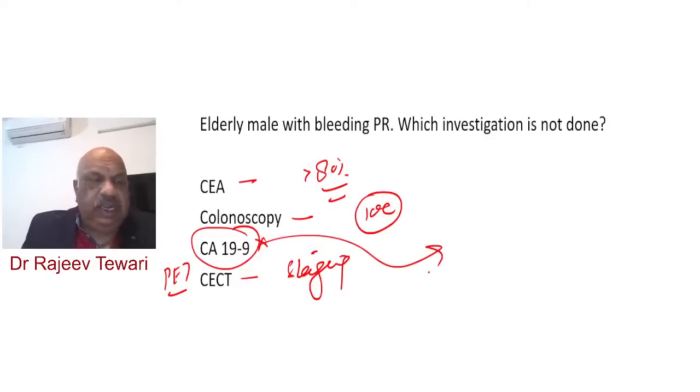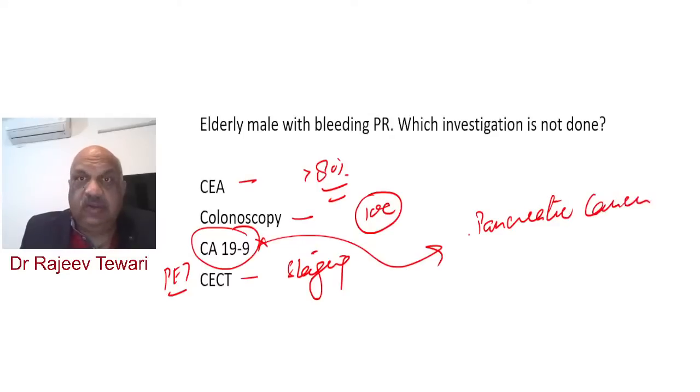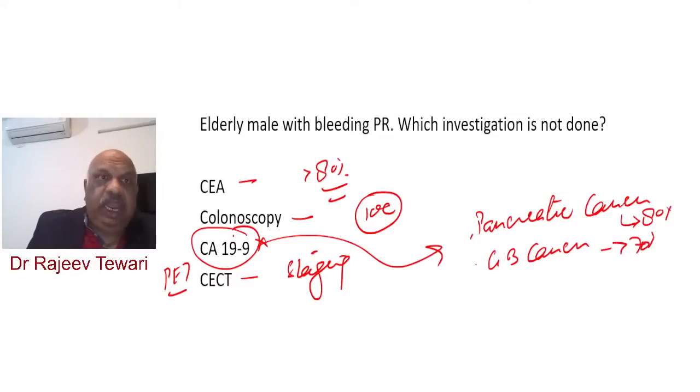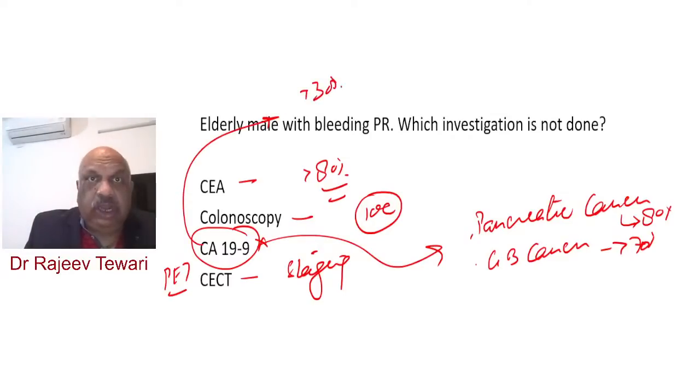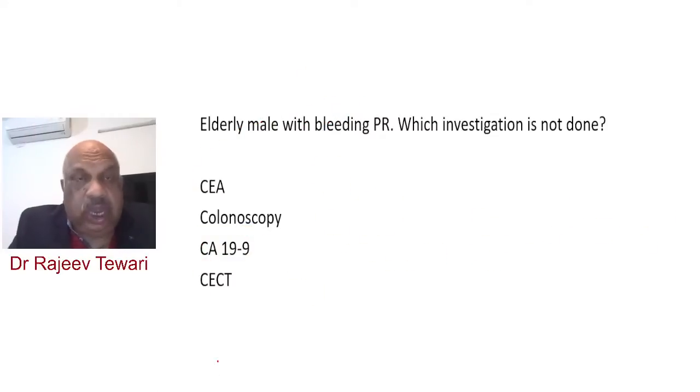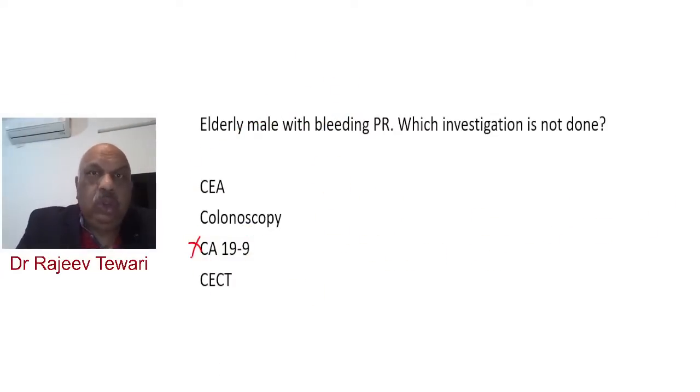While CA19-9 is a marker for pancreatic cancer as well as gallbladder cancer and cholangiocarcinoma. In pancreatic cancer it is high in almost more than 80%, in gallbladder cancer more than 70%, while in colorectal cancer it's only high in 30%. So it's not a regular marker we order. Of course, in a tertiary center it's also done, but not at undergraduate level. You can simply say this is not a marker for colorectal cancer.